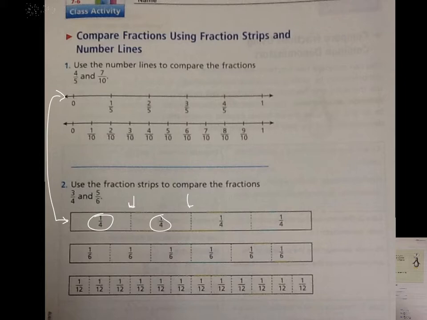So it says use a number line to compare the fractions 4/5 and 7/10. Okay, well, if you look, 4/5 is here, 7/10 is here. So if you compare the two, you would say 4/5 is greater than 7/10, because 4/5 goes further on the line than 7/10 does. So if you were to cut a pizza into 5 pieces and get 4, and cut another pizza the same size into 10 pieces and take 7, you're actually getting more pizza with 4/5.